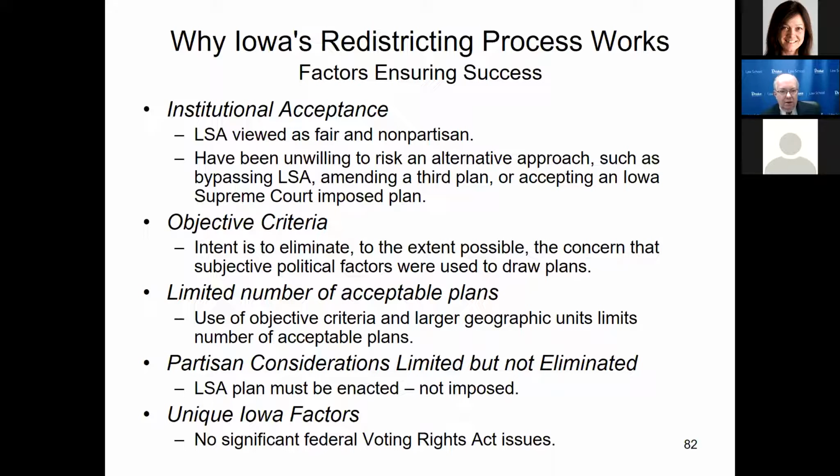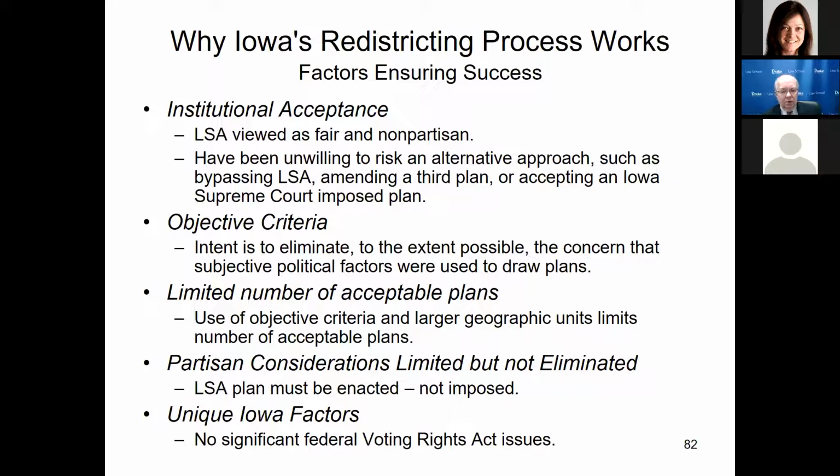Although the partisan considerations are limited, they are not entirely eliminated, because under Iowa's process, the plan submitted by the Legislative Services Agency must be enacted. It is not imposed by the Legislative Services Agency. So the General Assembly has the ability to determine whether or not to accept a particular plan.